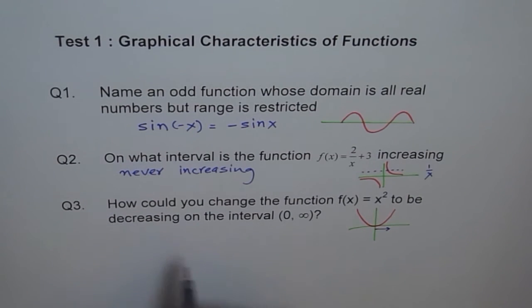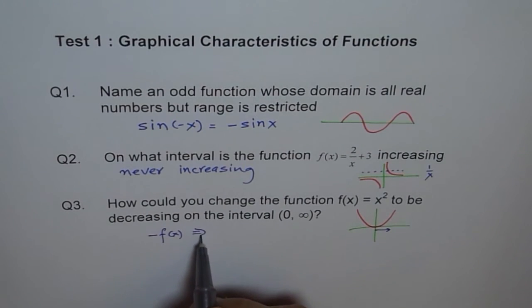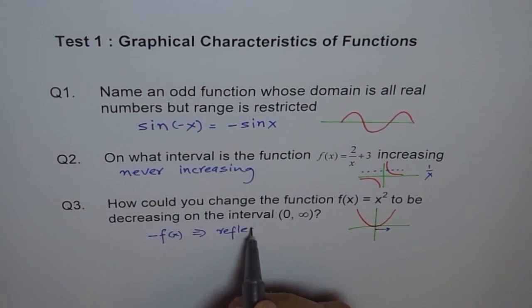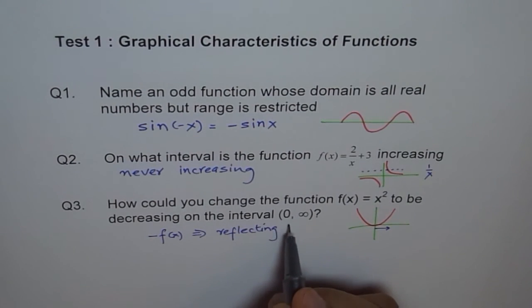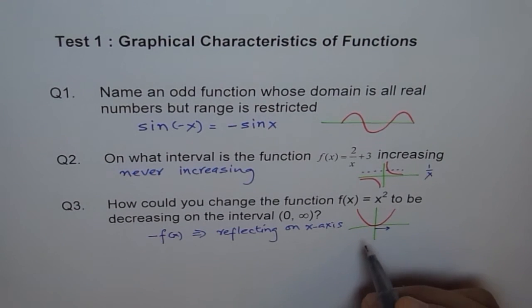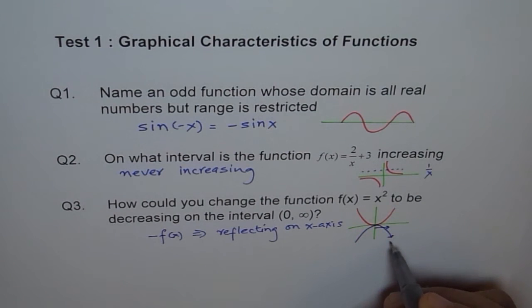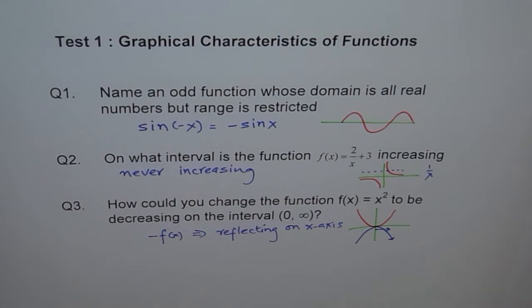So if I do minus of f of x, thereby reflecting it in the x-axis, right? So then we can change it. Do you see that? If I do this, right? Now it becomes decreasing in the interval 0 to infinity. Correct? I hope you understand the solutions for all the three questions and understand better about functions. Move on to the next set of questions. Thank you.